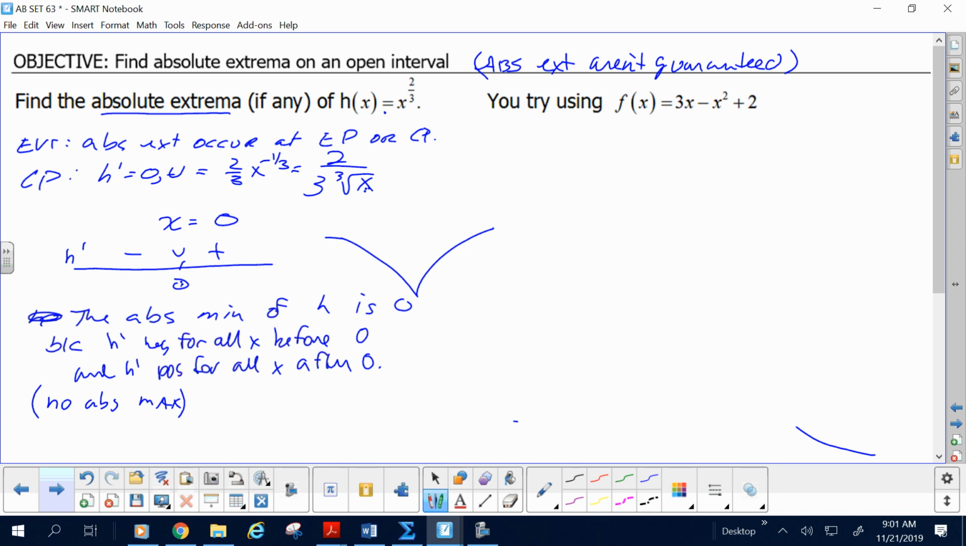Use the graph knowledge as a backup to guide you, but it's not justification. I know you know what the graph looks like, or have an idea. Use your calculus as justification.